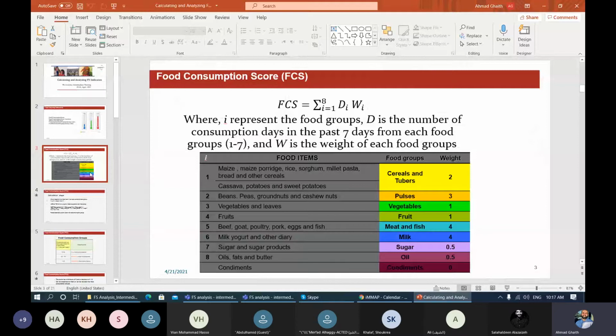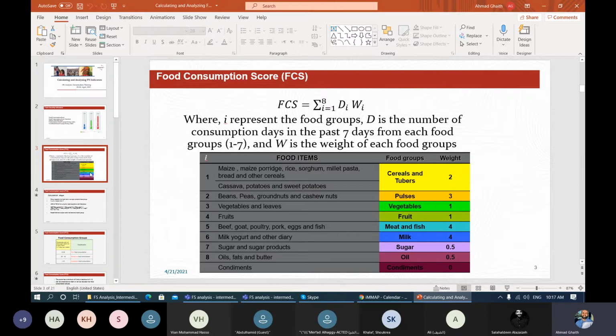And so we ask for the 7-day recall for families, and it's on the household level of what they've eaten. And then we add up: each day that a food is eaten gets a 1 in that day, and then over the course of the week we sum those. And so D is the number of consumption days. And then the weight is given in this table.